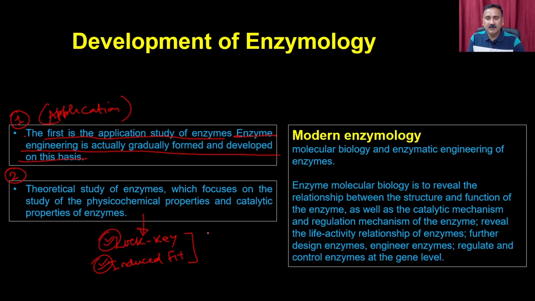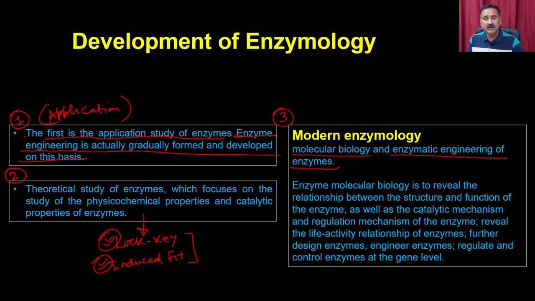And then the third phase is modern enzymology. In modern enzymology, people have started utilizing molecular biology tools and enzyme engineering of different types of enzymes, which means they were trying to do site-directed mutagenesis, they were trying to do the evolutions and all those kinds of parameters, and they were trying to utilize bioinformatics, artificial intelligence and all those kinds of things in modern enzymology, and that's how modern enzymology is utilizing different tools.